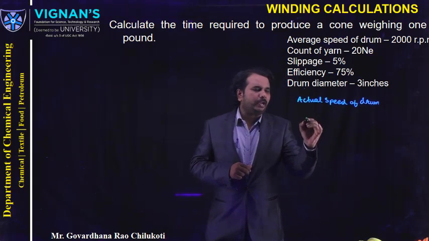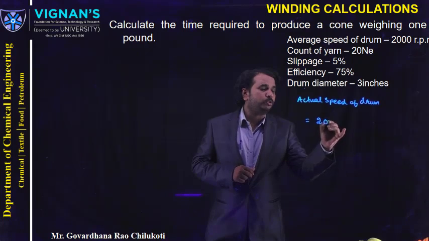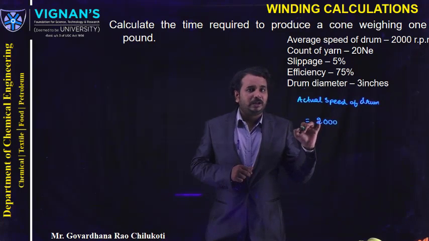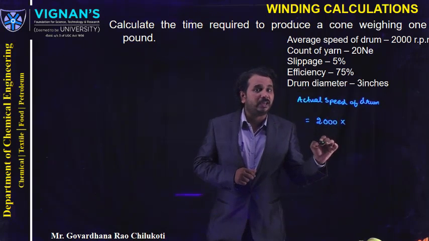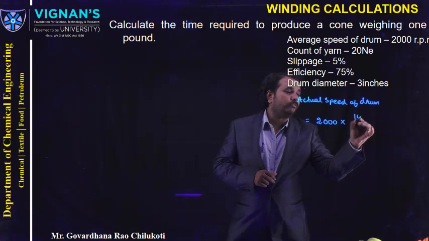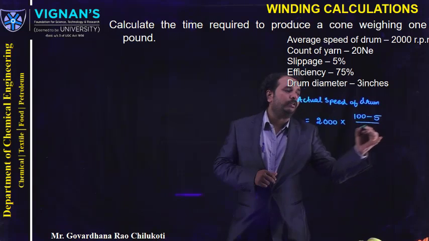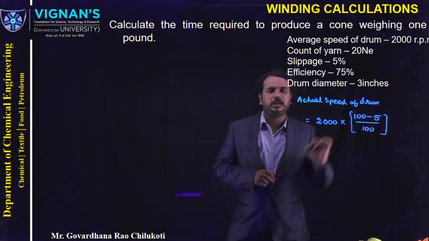So to calculate actual speed, what is the percentage of slippage given? 5%. So 2000 RPM is the speed. Now 5% is given, nothing but 5% is slippage. Now, what is the formula? 100 minus 5 divided by 100. Okay, so this is the given.